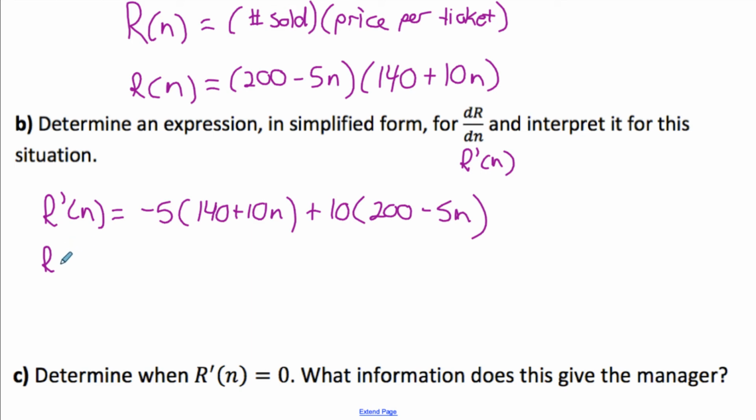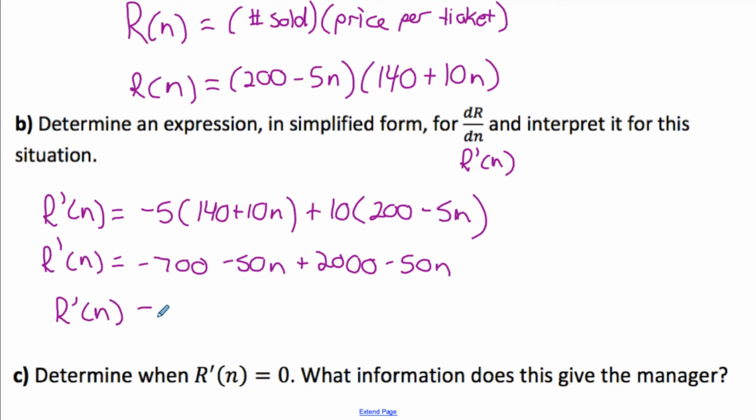R prime of n equals, let me just expand it out, -700 minus 50n plus 2000 minus 50n. And let me collect my like terms. I've got -100n and plus 1300. So there's my simplified equation of the derivative. And like I said before, I'm not going to write it down, but what does this expression mean for this situation? It tells us how the revenue is changing at any specific number of price increases.